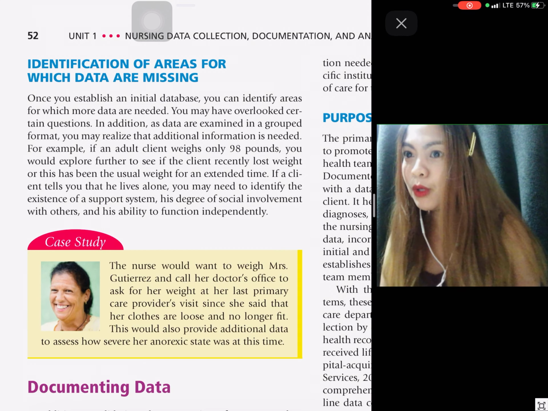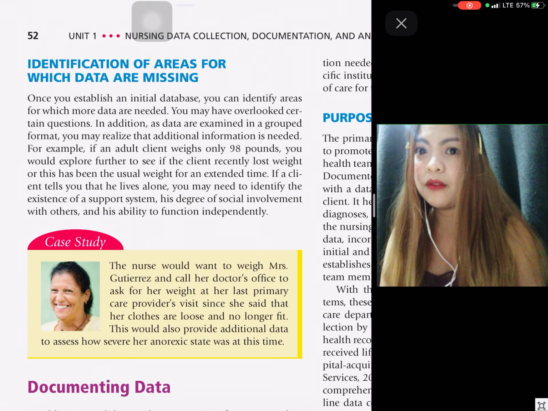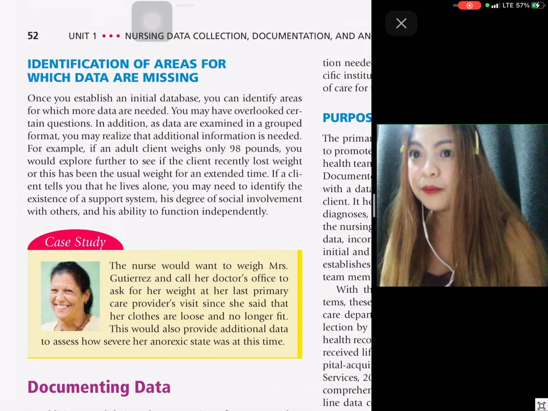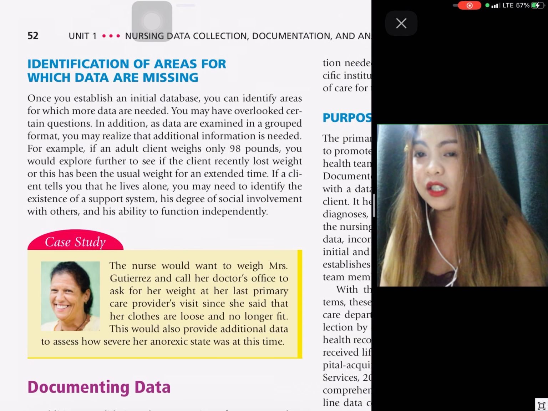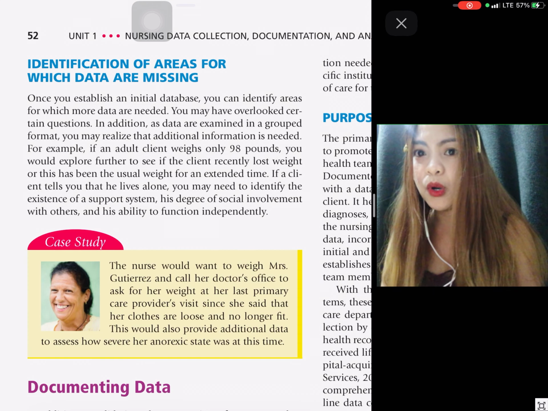So, once you establish an initial database, you can identify areas for which more data are needed. You may have overlooked certain questions. In addition, as data are examined in grouped format, you may realize that additional information is needed. For example, if an adult client weighs only 98 pounds, you would explore further to see if the client recently lost weight or this has been the usual weight for an extended time.